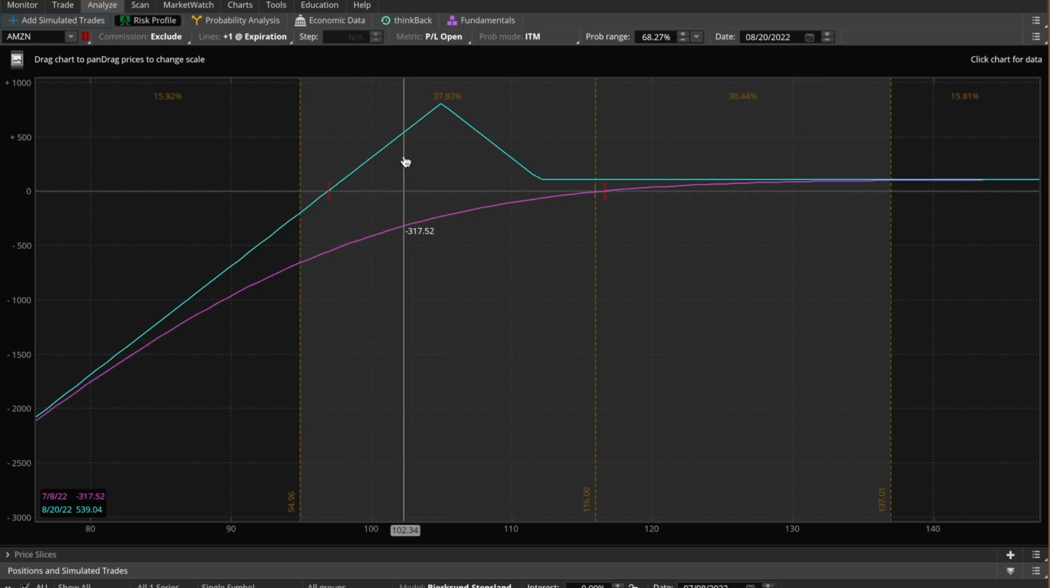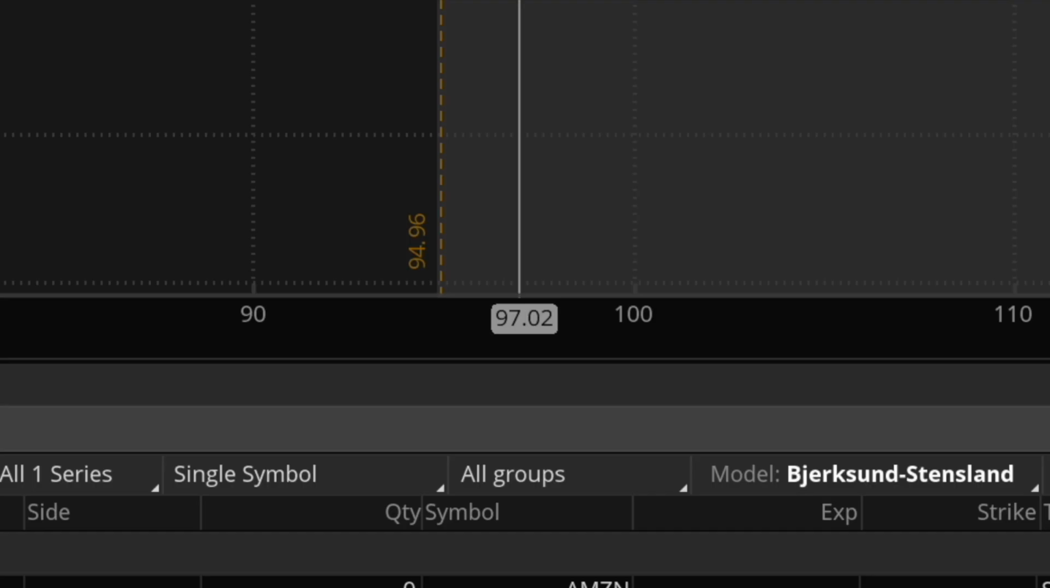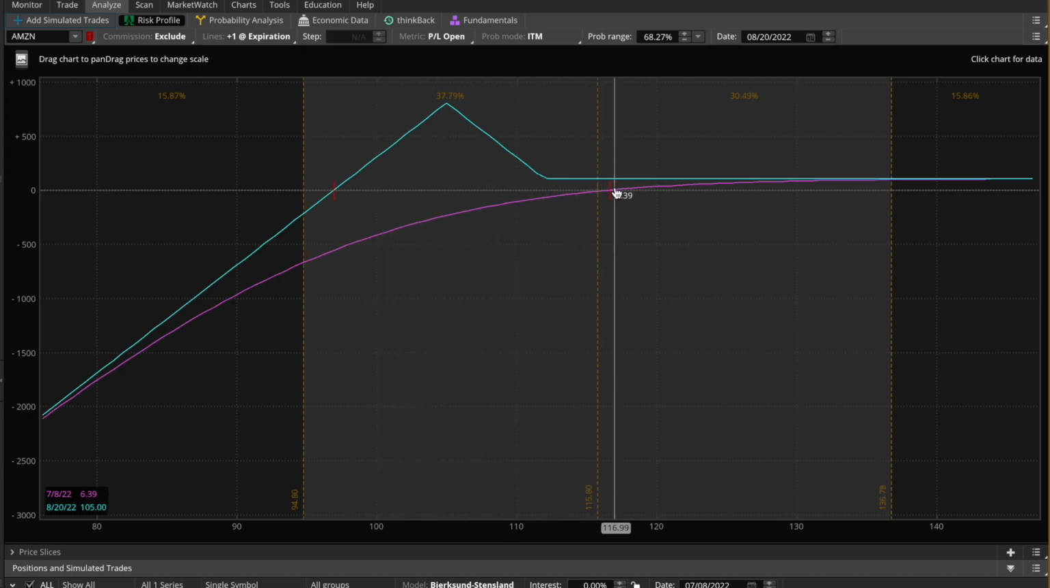So ultimately, if by the expiration date Amazon is anywhere above $97 per share, I will make some amount of money on the trade, right? So this small red dash right here is my break-even point on the P&L diagram. Therefore, if Amazon finishes below that price level, I will begin to face some losses on the trade. And because our ratio spread here does involve a simple naked put option or a cash secured put option, you do have naked downside risk. Basically, the further Amazon drops below your break-even point, the more and more money you will lose.